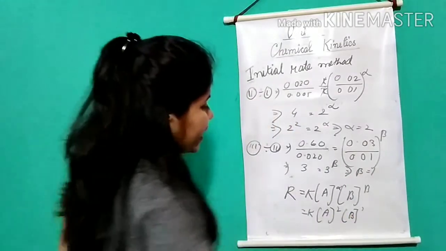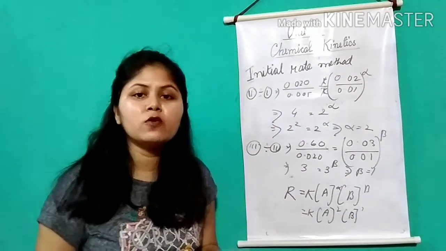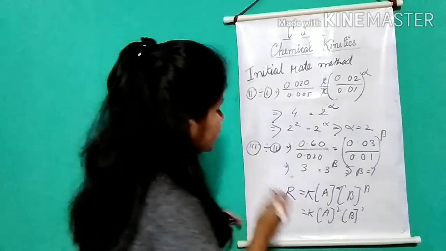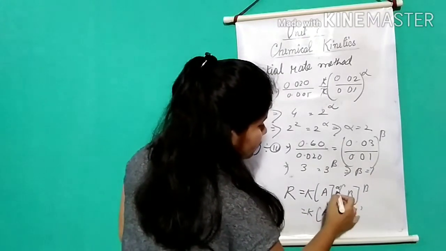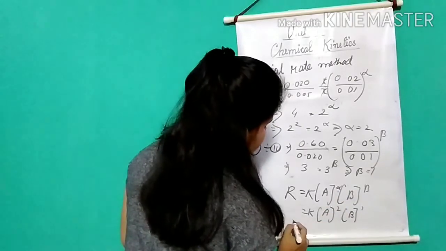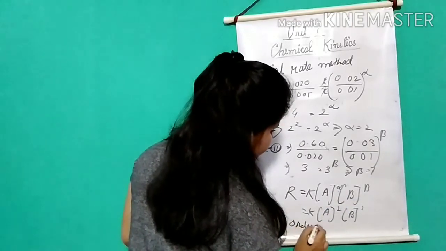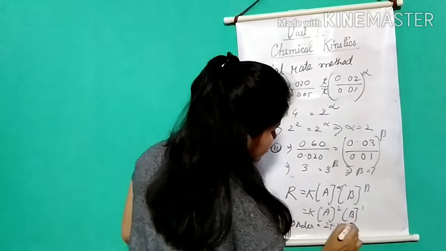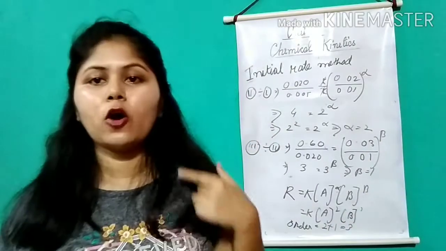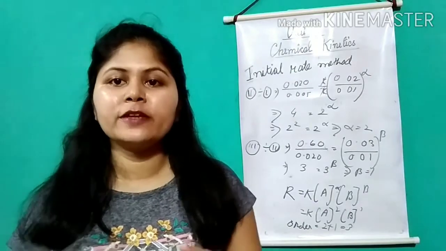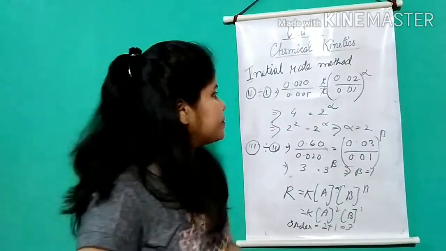So with respect to A, the order is 2, with respect to B, the order is 1. How can we find the overall order? We know overall order is determined by alpha plus beta. So overall order will be 2 plus 1 is equal to 3. So in this way we can determine the rate of the reaction, and we can determine the order of the reaction also.